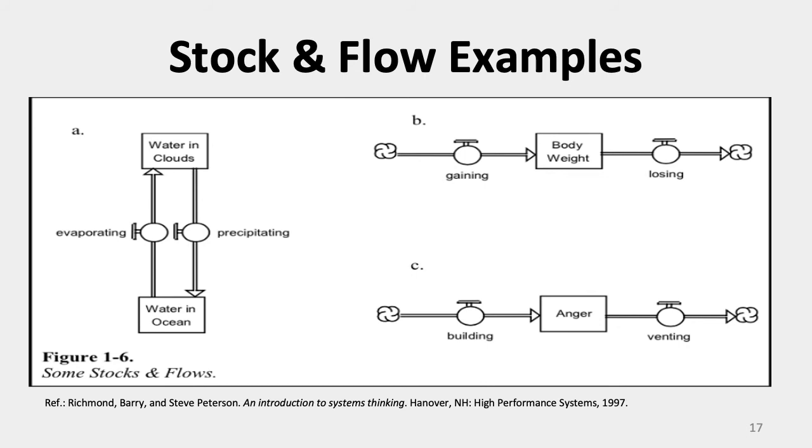Examples of stocks and flows can be tangible or intangible. For example, water in the ocean is a stock. Evaporation is a flow. Water in clouds is a stock. Precipitation is a flow. Body weight is a stock. Gaining weight is a flow, and losing weight is a flow as well. Anger is a stock, although hard to quantify. Building anger is a flow, and so is venting, through the different means people use to vent their anger.